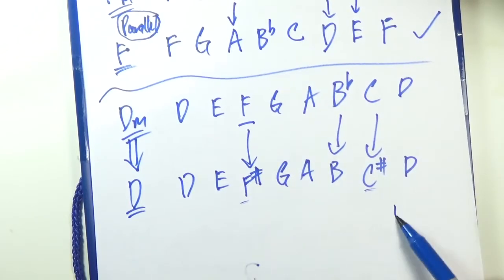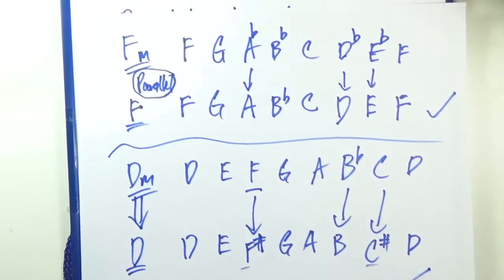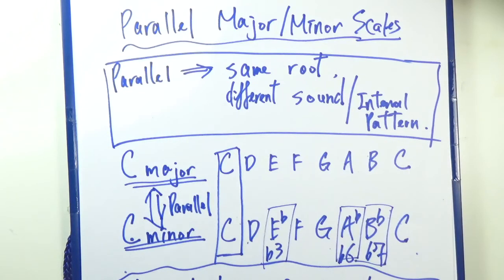Okay, I'm good. So that's it for this video. That's the concept of parallel major and minor. So remember, when we are talking about parallel scales, they will have the same root, but they would have a different sound. Later on, when we go to modes, you will discover that we have more than just major and minor scales. So that would become slightly more complicated, but for now, just worry about the major and minor parallel scales, and you should be fine.